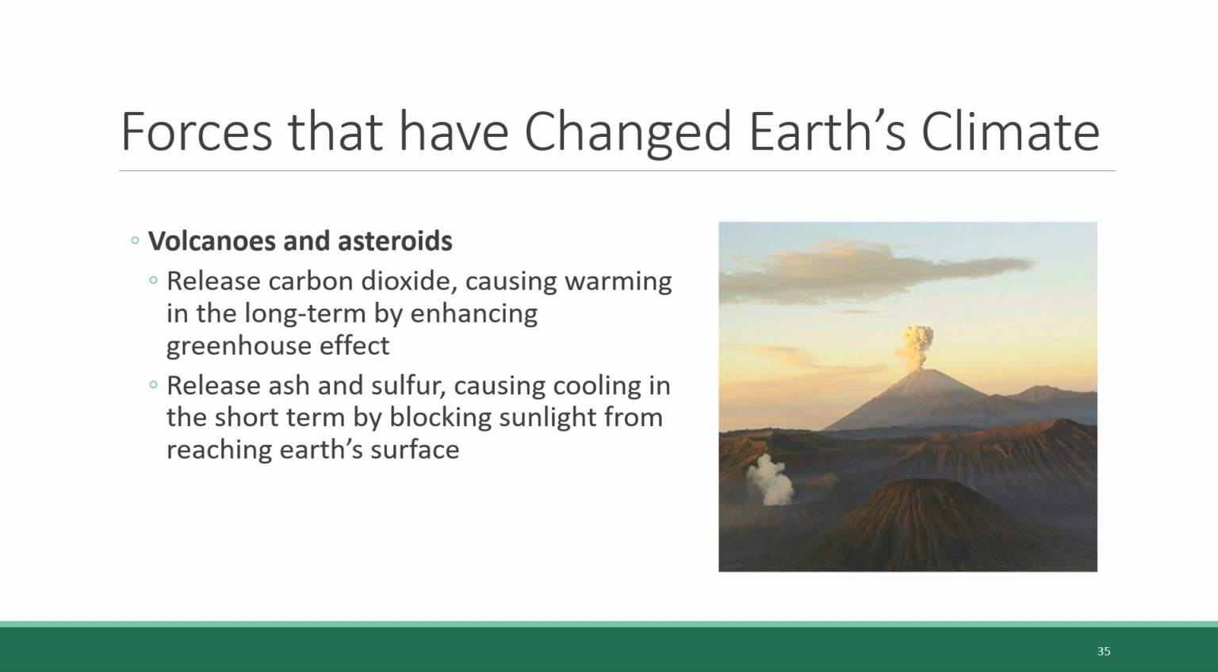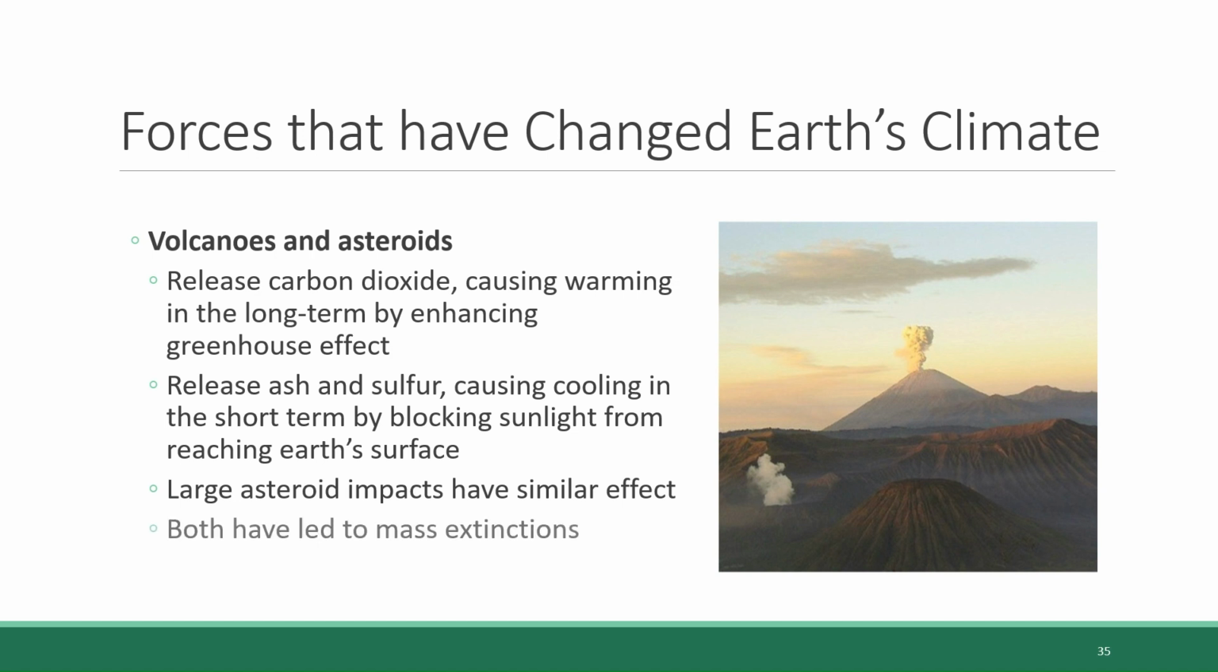However, in the short term, and by short term, we are still talking on the order of months or years, these same eruptions release ash and sulfur, which causes the climate to cool because it increases the albedo of the atmosphere. The ash and the sulfur block sunlight from reaching the Earth's surface and instead cause it to reflect. Large asteroid impacts have a similar effect because of the large amount of ash that they kick up into the atmosphere. Because of this, both volcanic activity and asteroid impacts have historically caused mass extinctions, which are periods of time where at least 75% of species go extinct.